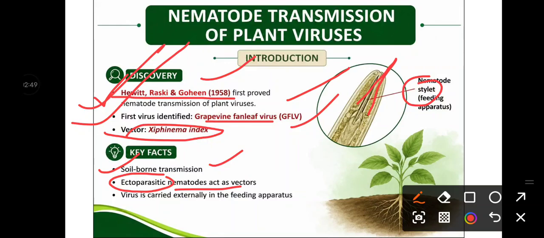Because the virus is in the soil, it is a soil borne virus, so the nematode must be present in soil only. If it is an endoparasitic nematode, which resides inside the plant, then how will it transmit the virus from one plant to another? Only ectoparasitic nematodes act as vectors for plant viruses, and the virus is carried externally in the feeding apparatus, the stylet of the nematode. This is a brief about the nematode transmission history.